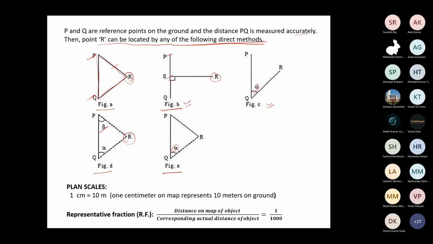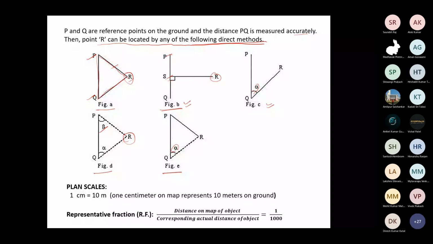So what we do is use a scale. It is written 1 centimeter equals 10 meter. This is the scale: 1 centimeter on a map represents 10 meter on the ground. We have to convert to the scale, otherwise it's not possible. So a 10 meter distance on the ground I will show by 1 centimeter on this map. So there should be a scale on the map.